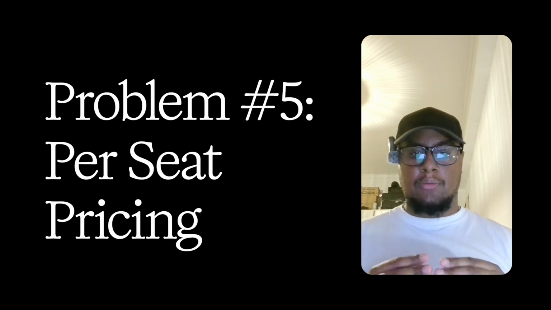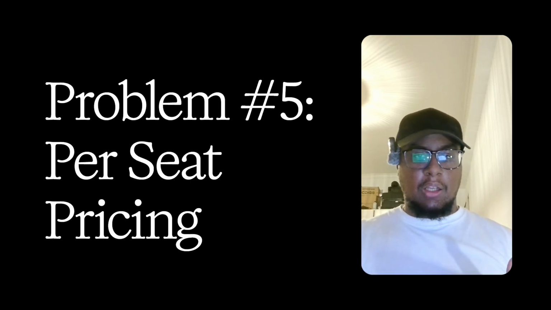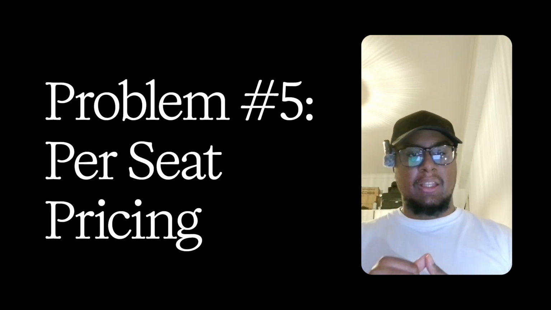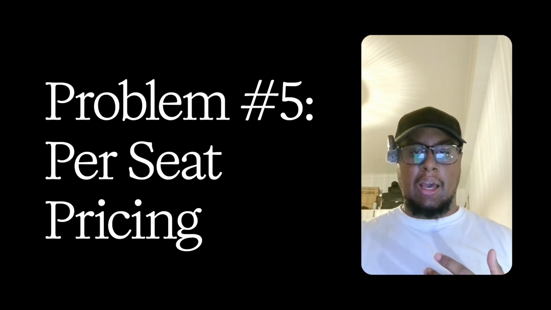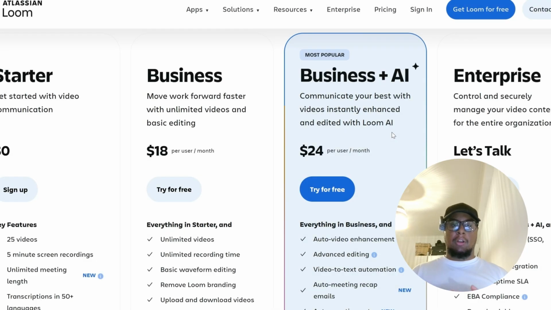Problem number 5, per seat pricing. It adds up pretty fast for a small team or even a bigger one. The business plan is $18 per user per month. So that's just to unlock basic password protection, basic analytics, and if you want AI, it comes out to $24 per user per month. So for a freelancer or a small agency, adding clients and contractors, the per seat math gets excessive quickly, and password protection and other types of gating is not even included.